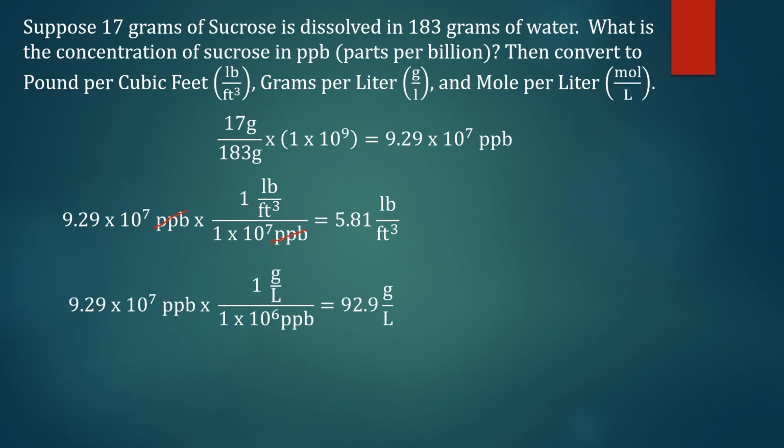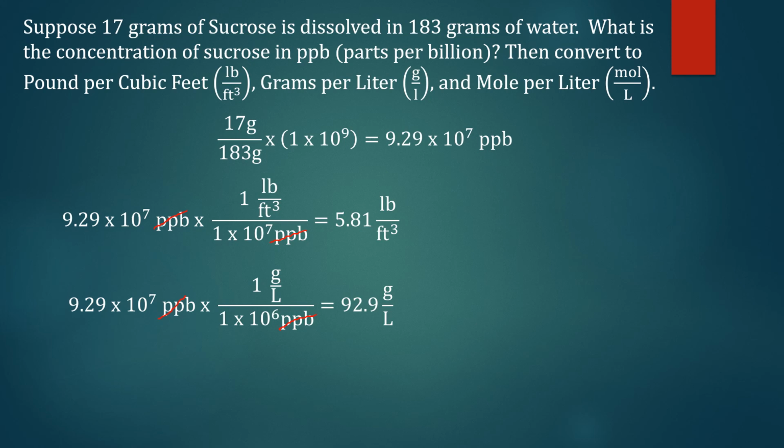Next, a gram per liter is equivalent to 1 times 10 raised to 6 parts per billion. So again, we'll just have to cancel out the like terms and go on with the operation. Solve it. 9.29 times 10 raised to 7 multiplied by 1, and then divided to 1 times 10 raised to 6. The answer would be 92.9 gram per liter. And that's it again.